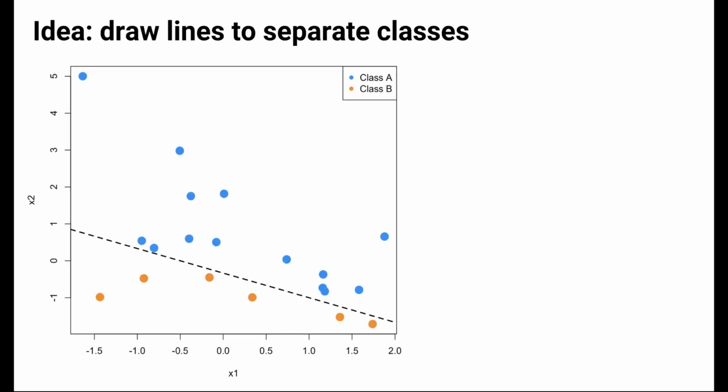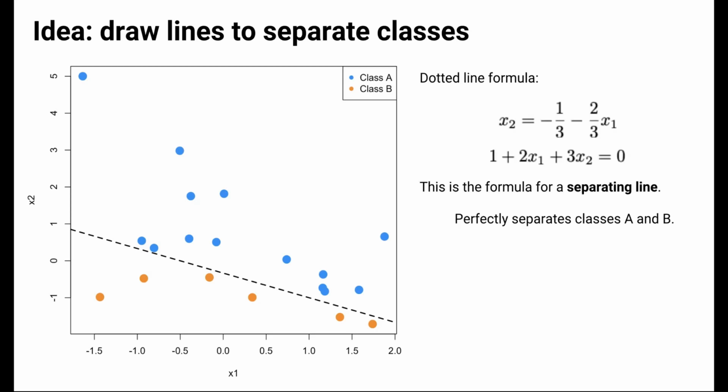So the main idea is, can we draw lines to separate classes? In the example here, we have a training data set, and we have two predictors, x1 and x2. For every case, which is a point, we're plotting the values of the predictors x1 and x2, and we're also coloring every point by what class it is. So the blue points are class A, and the orange points are class B. We can actually draw a line to separate these two classes. That's the dotted dashed line.